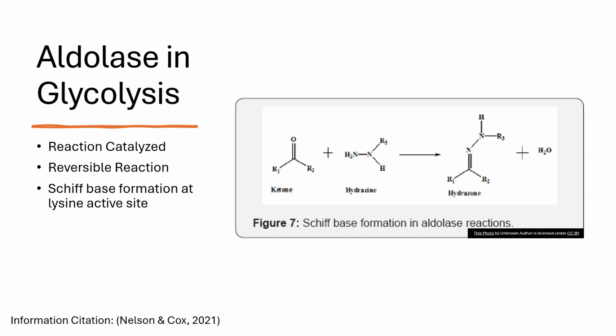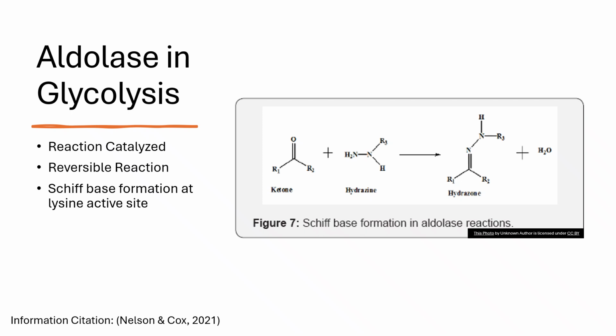Schiff base formation at a lysine active site occurs in type 1 aldolases found in humans. The reaction involves the formation of a Schiff base intermediate. A lysine residue in the active site attacks the carbonyl group of F1,6BP, forming a Schiff base. This intermediate stabilizes the transition state and allows for the split of the C3 and C4 bond. The enzyme is then regenerated after the product release so that it can begin the process again.